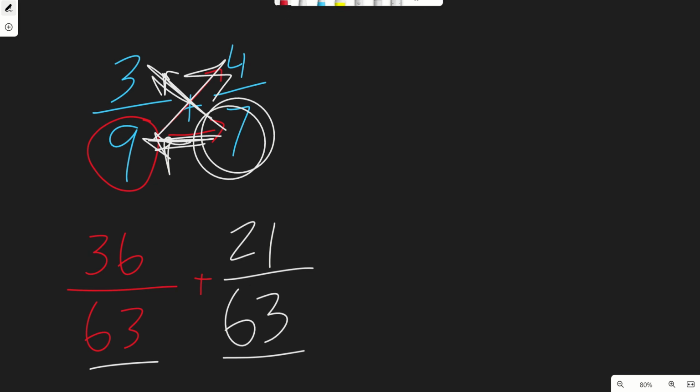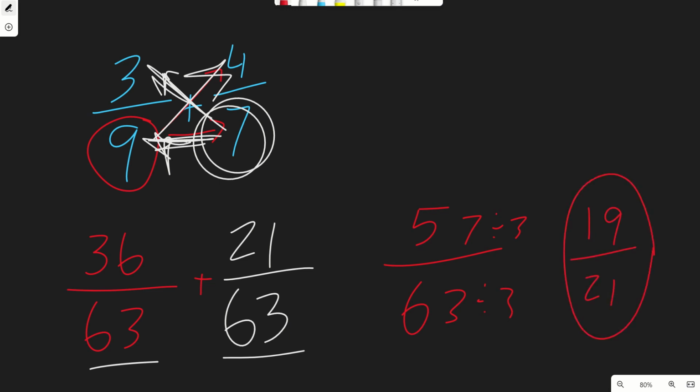21 would be what? 57/63rds, and I can try and simplify that if need be. I believe both of those can be divided by 3. Divide by 3. 57 divided by 3 is 19. 63 divided by 3 is 21. So after we simplify, we get our fraction.